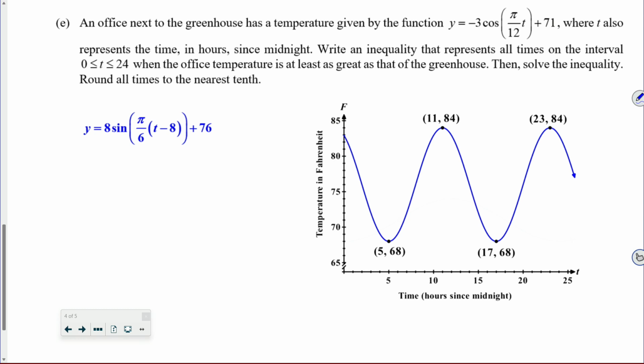An office next to the greenhouse has a temperature given by the function y equals -3 times the cosine of pi over 12t plus 71, where t also represents time in hours since midnight. Write an inequality that represents all times on the interval 0 less than or equal to t less than or equal to 24 when the office temperature is at least as great as that of the greenhouse. Then solve the inequality. Round all times to the nearest tenth.